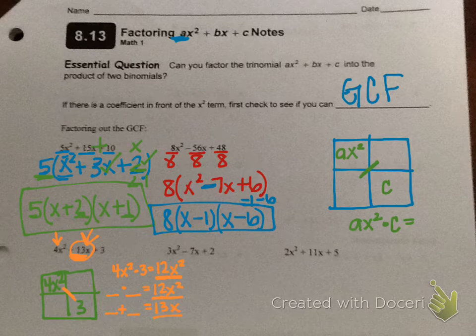So I'm trying to figure out what multiplies to make 12. So 1 and 12, 2 and 6, 3 and 4, and 1 and 12 are the only two that make 13. So 1x and 12x multiply to make 12x squared. 1x and 12x add up to make 13x. So I'm going to put 1x and 12x in my box. So you see how I got all the parts of my box?